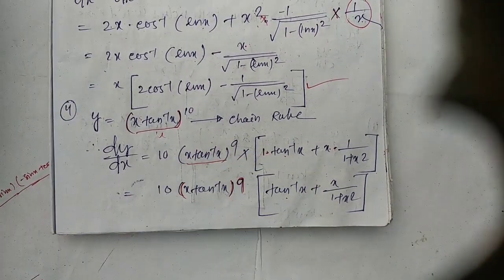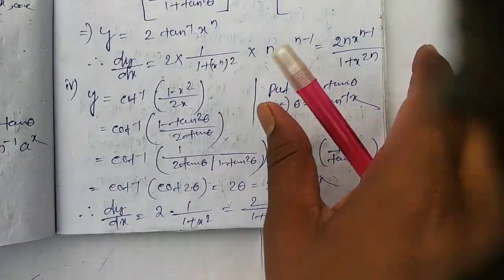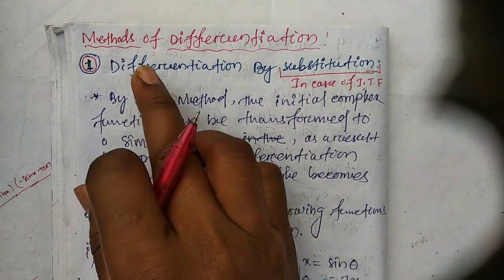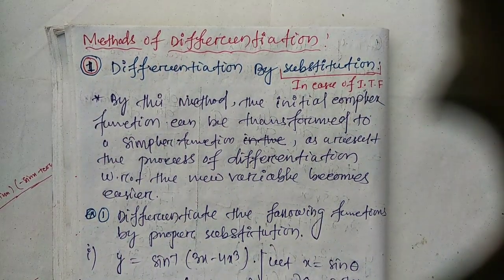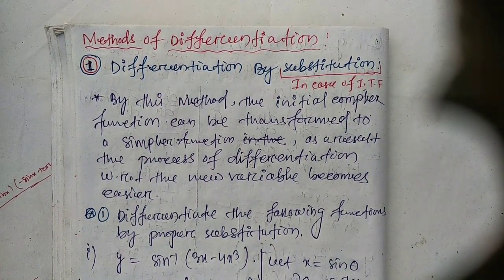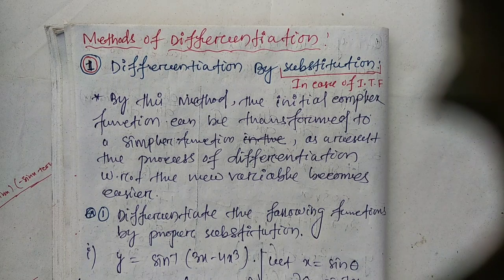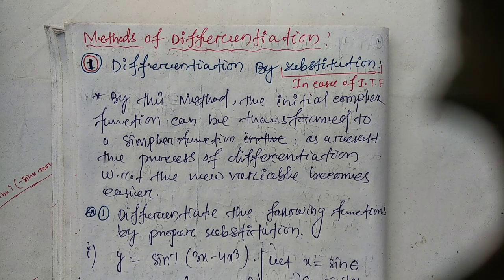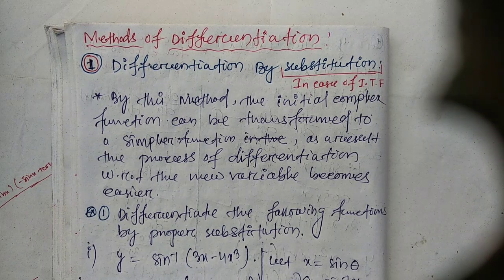Let's learn different methods of differentiation. There are the substitution method, logarithmic differentiation, derivative of implicit functions, and derivative of parametric functions. So there are 4 to 5 methods, and we have to learn them one by one. Let's learn differentiation by the substitution method. Dear student, let me tell you first of all why we will go for substitution.